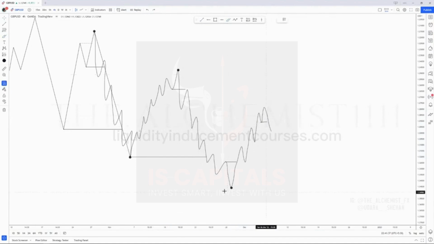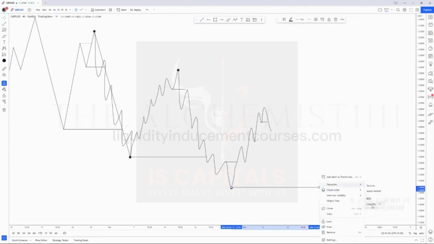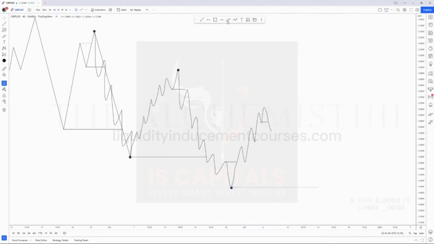Where's your next target? External range liquidity, right? That is when we know. Once we get this break, this is when we know that the retracement is over. Now, are you going to say, oh, stop hunt, breakout structure, let me buy it here? No, you're not going to do that anymore.